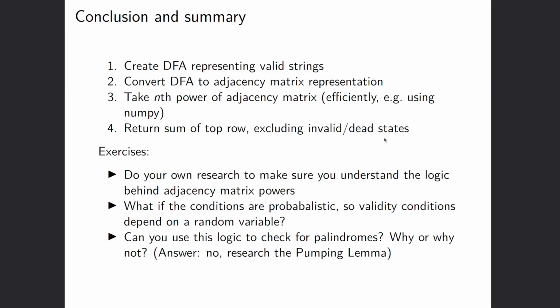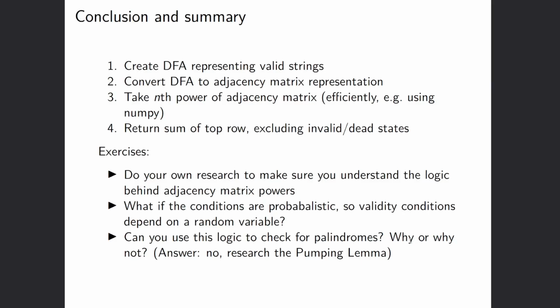And so here are a couple exercises to take with you once you finish watching. First, do your own research. Make sure that you actually understand the logic behind adjacency matrix powers. I gave a proof sketch, but you should try and make sure you understand why that actually works. Next, what if the conditions are probabilistic, right? So validity conditions maybe depend on a random variable. Maybe if you see an A, then sometimes it's invalid, sometimes it is valid. Maybe it depends on other parts of the string. So think about that. And then what about checking for palindromes?